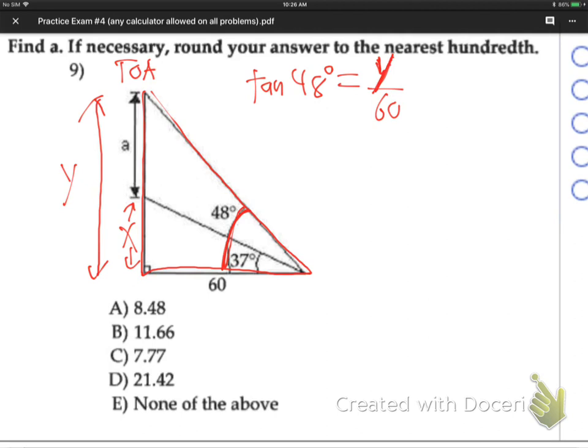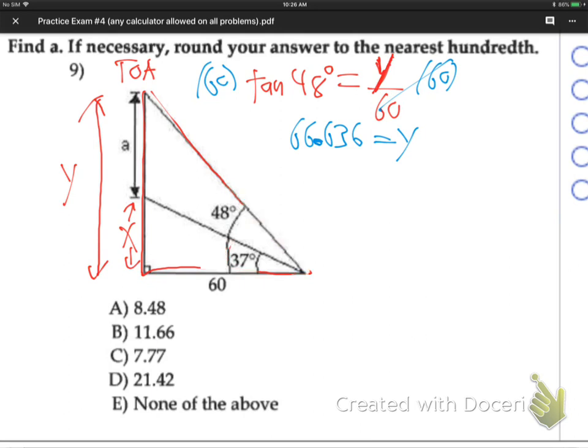How do we solve for y here? Multiply by 60. Boom. Y equals something. What is it? 66.63675. All right, let's go 66.636. Good. Okay, that's y. Now let's do the little triangle.